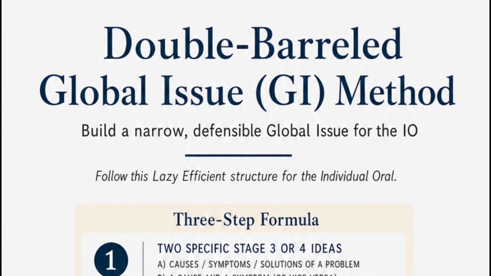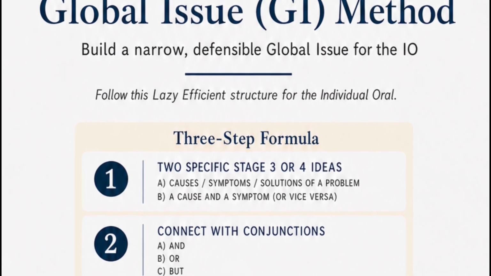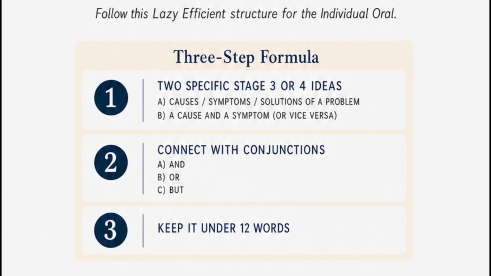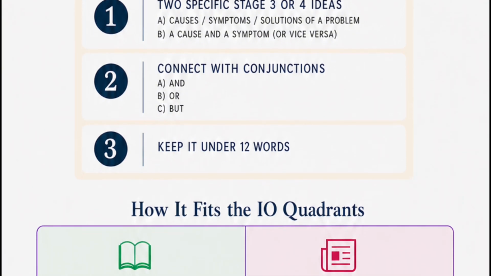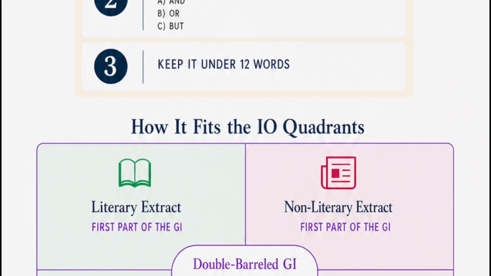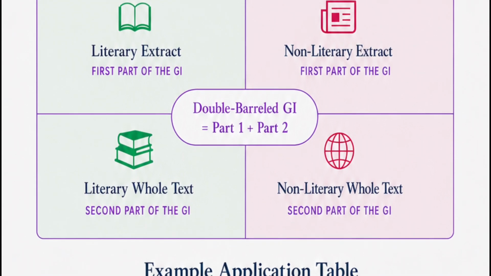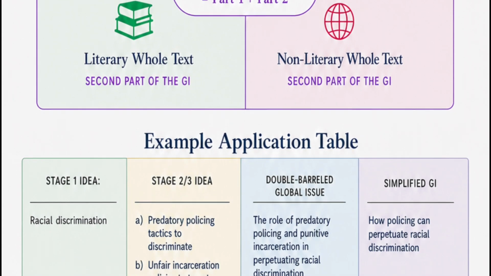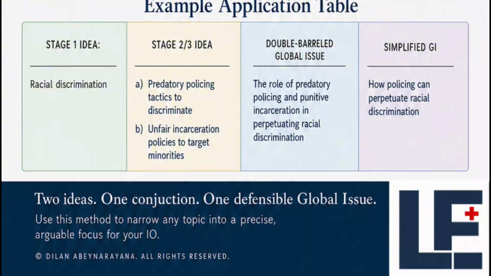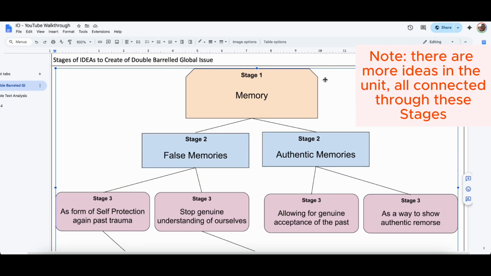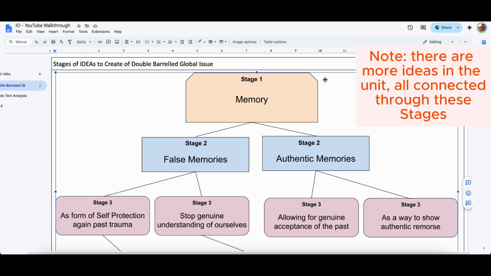So first, to the double-barreled global issue. This is what I teach my students, to take them from one broad concept into something that is actually an argument. So we have one idea that sits in the extract, the other idea that sits in the whole text, and the movement between them is where the argument actually occurs. So I'm going to build this up by looking at the stages of ideas, and we will have taught this throughout the whole unit. So we can start with the concept of memory.